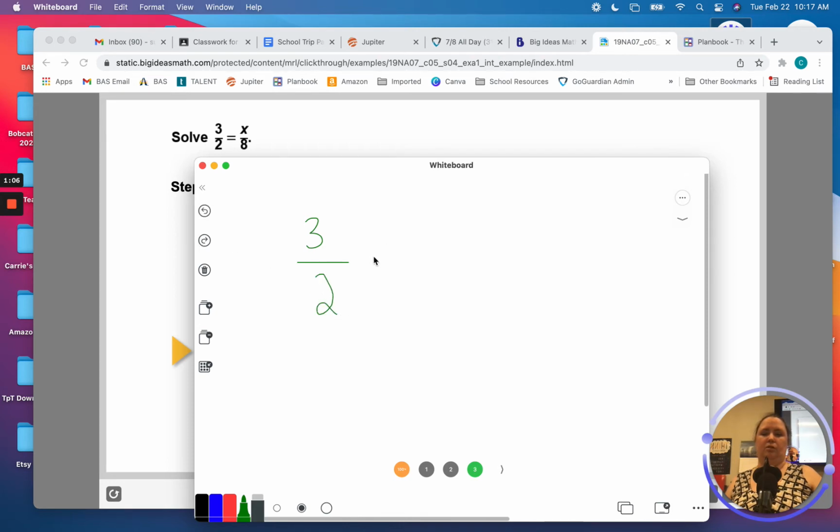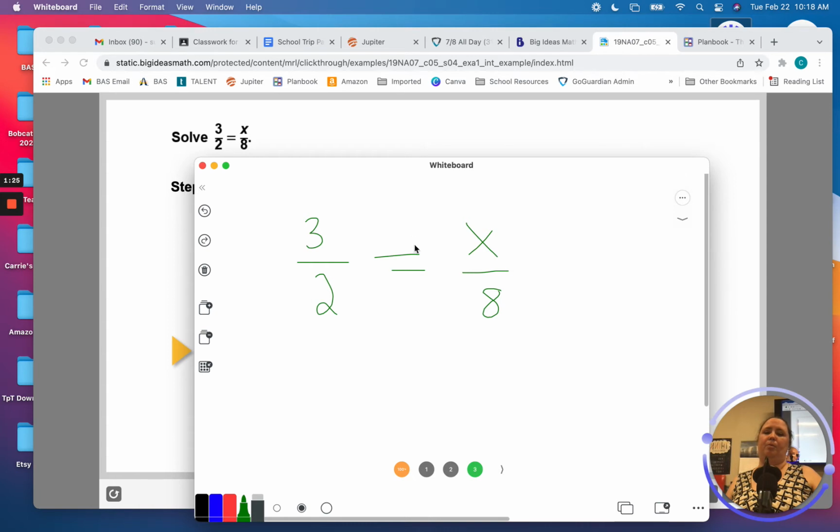3 over 2 equals x over 8. Write this in your journals. Okay. So they did mental math. They thought 2 times what equals 8? 4. 3 times 4 equals 12. Okay, so on the small ones you can do mental math, but let me show you how to do it if it's not small numbers.